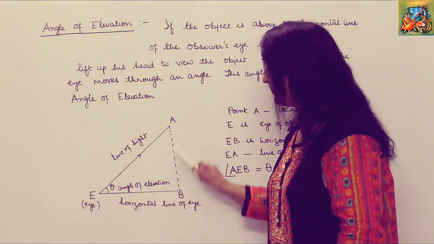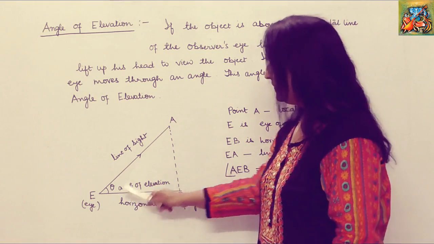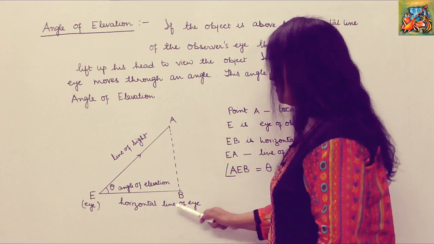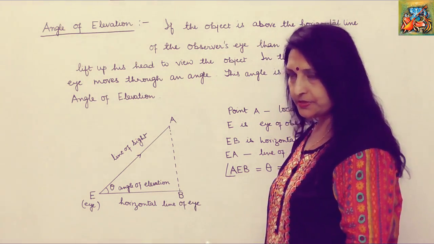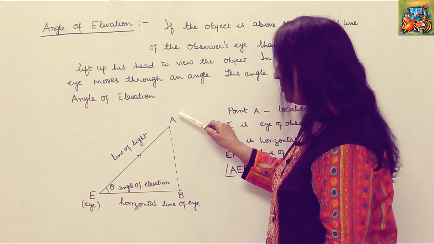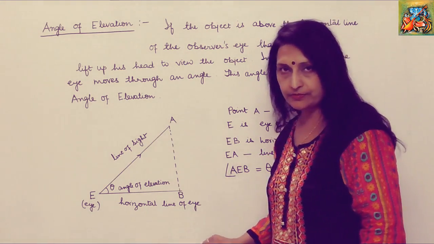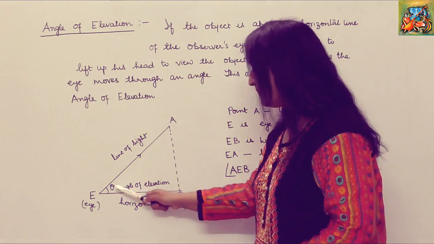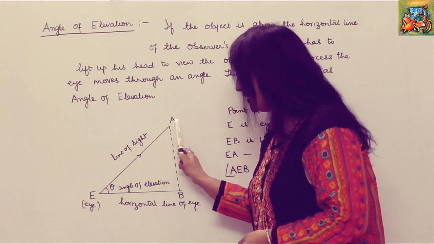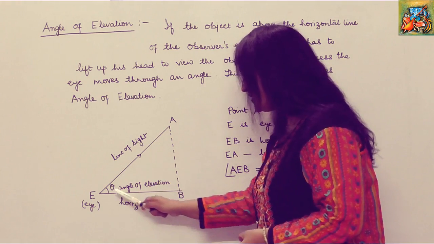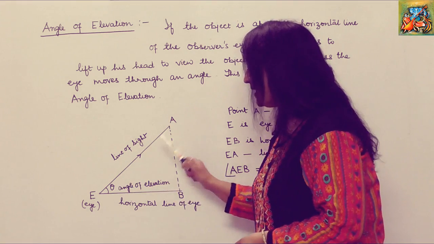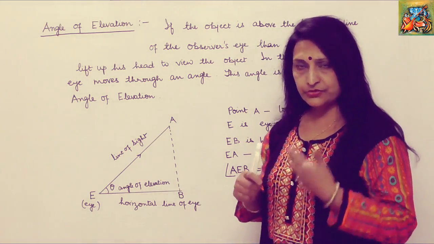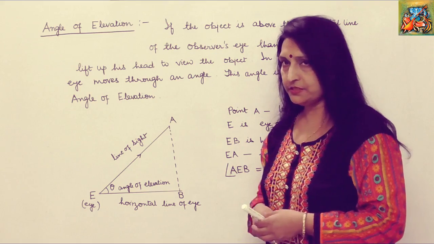In this given figure, A is the location of the object, the eye of the observer is E, and EB is the horizontal line of the eye of the observer. Here, the location of the object is above the horizontal line of the eye of the observer. That's why the angle of elevation is forming. The angle of elevation is theta, that is angle AEB is equal to theta, and the line of sight is EA. Line of sight means the straight line from the eye to the object.